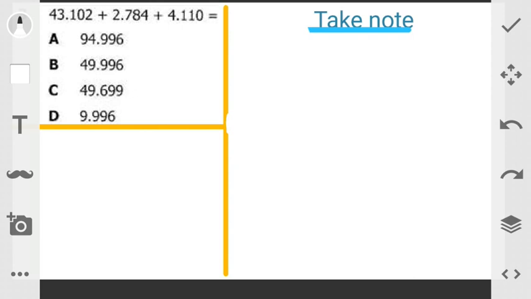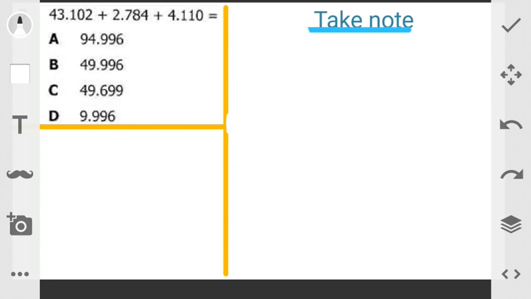Just like in the previous questions where we are dealing with addition, we are going to take note of the things we need to consider as we add. When you are adding decimal numbers, there is only one point which we didn't talk about last time when we were discussing addition of numbers. Now this time we're dealing with adding decimal numbers.